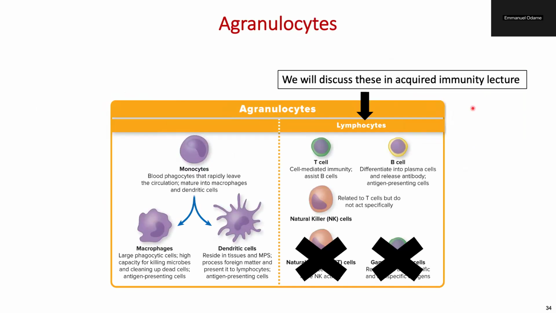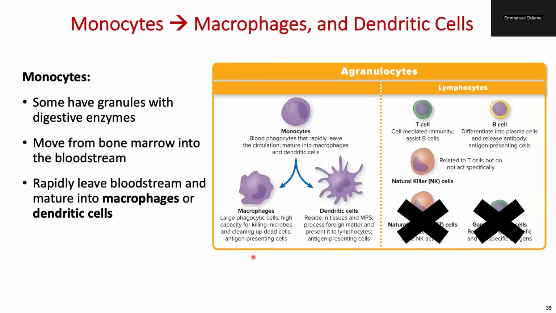So now that we've talked more about this, we will discuss these in the acquired immunity lecture. We won't spend much more of today's lecture on T cells and B cells, but we will talk about this in immunity. But let's first talk about the other subgroup of agranulocytes, which is monocytes, which will later grow into macrophages and dendritic cells.